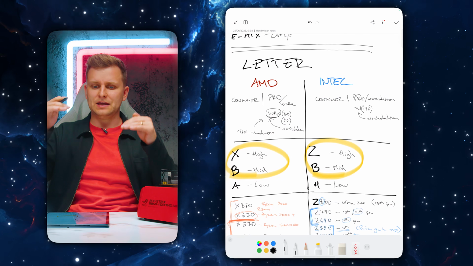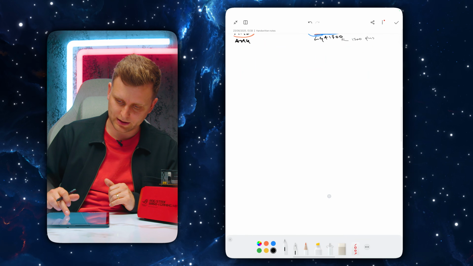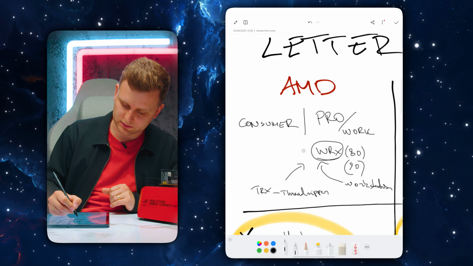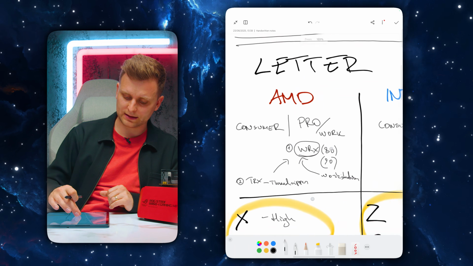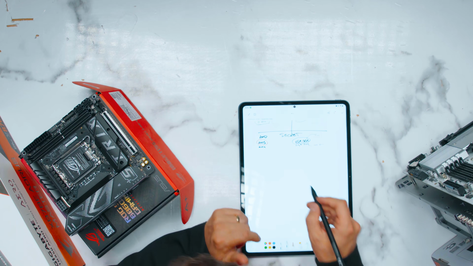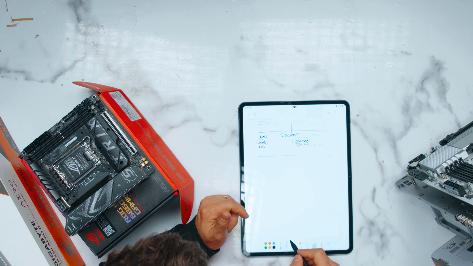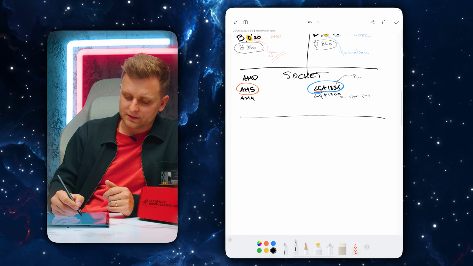That's how it is. So even the Pro lineup on AMD, you have first, let me go back into here. You have WRX, which is the first higher tier of Pro, and then you've got the second tier, which is the Threadripper platform. Now, when we're talking about other letters, there are other things that we should talk about because they mean different things as well.